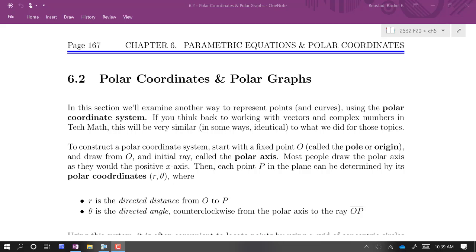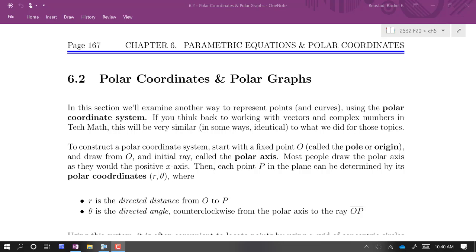All right, in this section we're going to examine how to represent points and curves using the polar coordinate system. Now, if you think way back to when you took pre-calc here at Vermont Tech, we spent a bit of time working with vectors and complex numbers, seeing how complex numbers were vectors. And we said that one of the things we could do was represent a complex number as though it's a vector, right? We define how far from the origin it is and what its angle is as measured from the positive x-axis. And we called that a polar form.